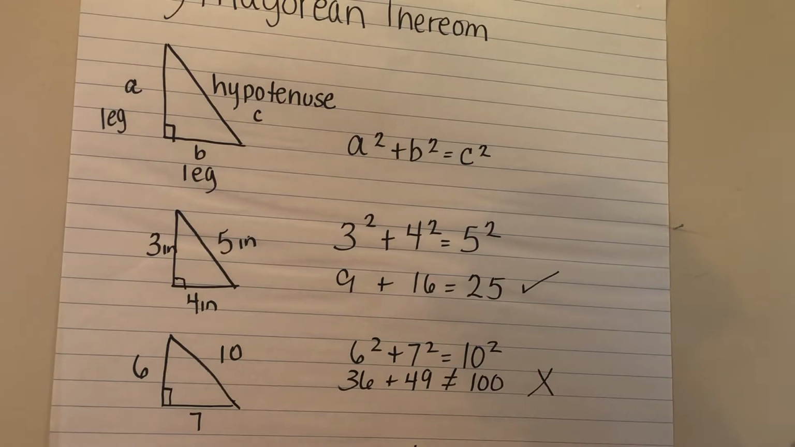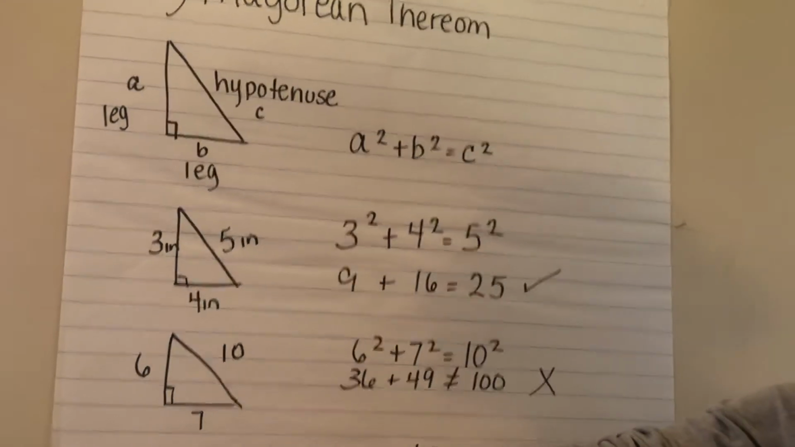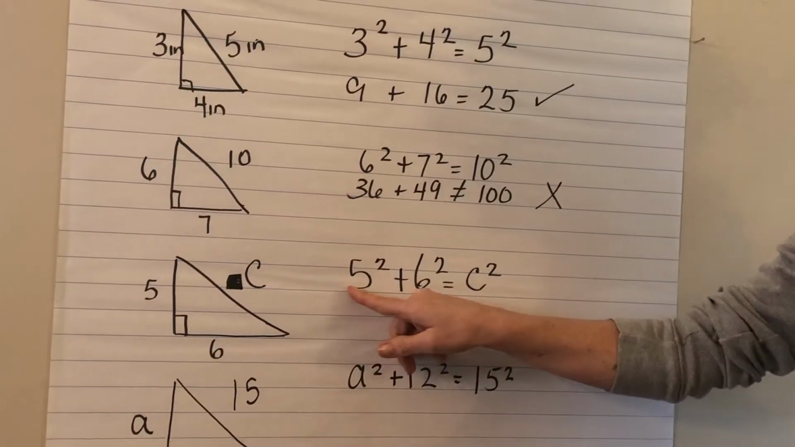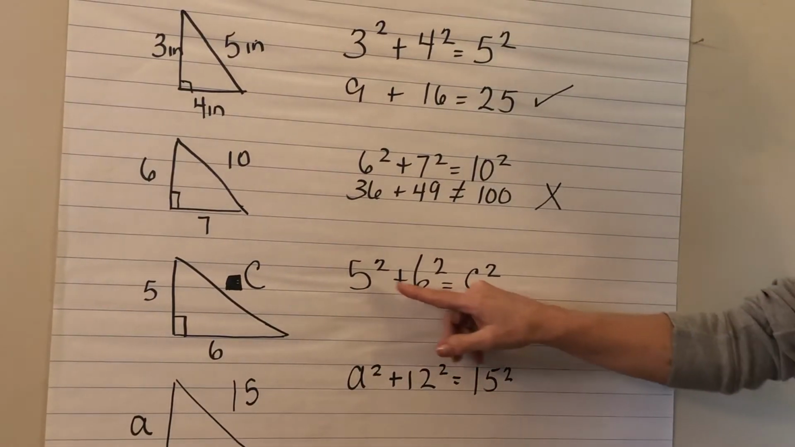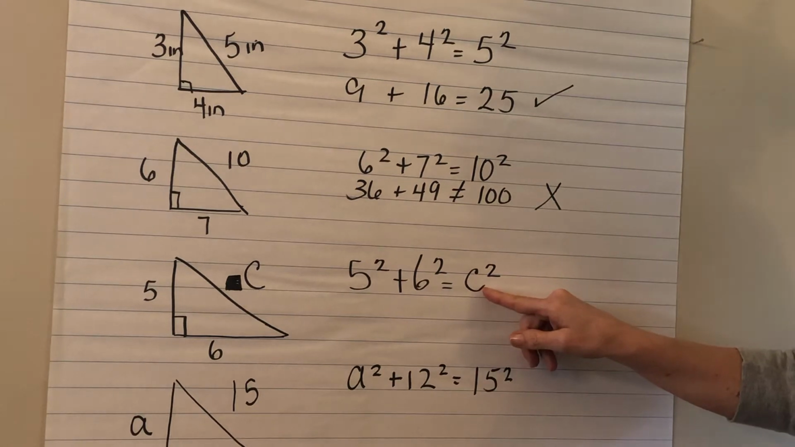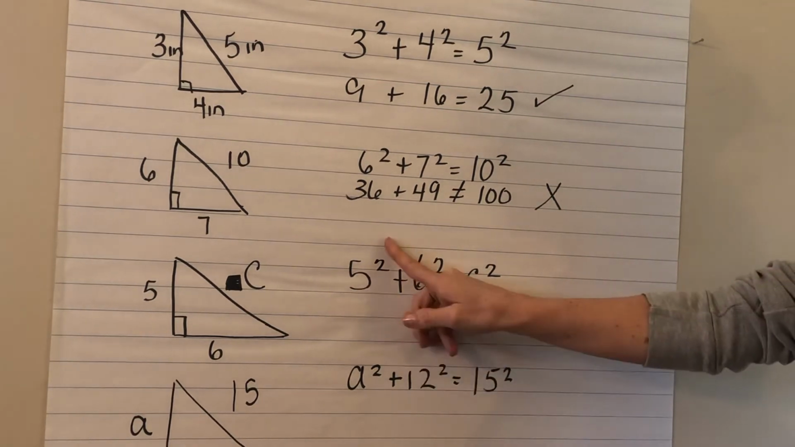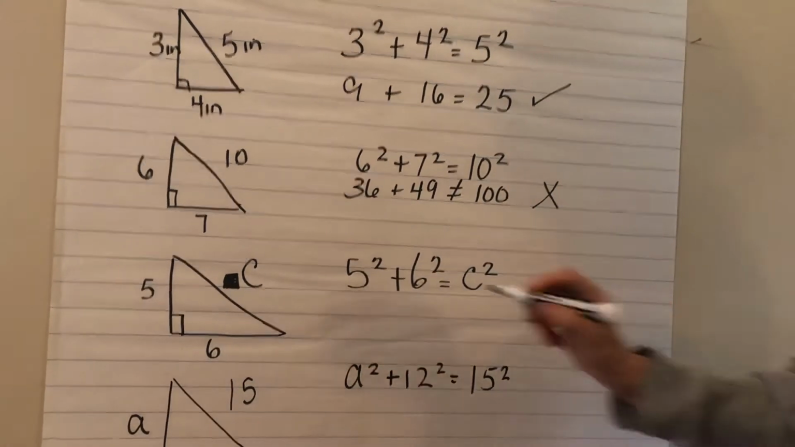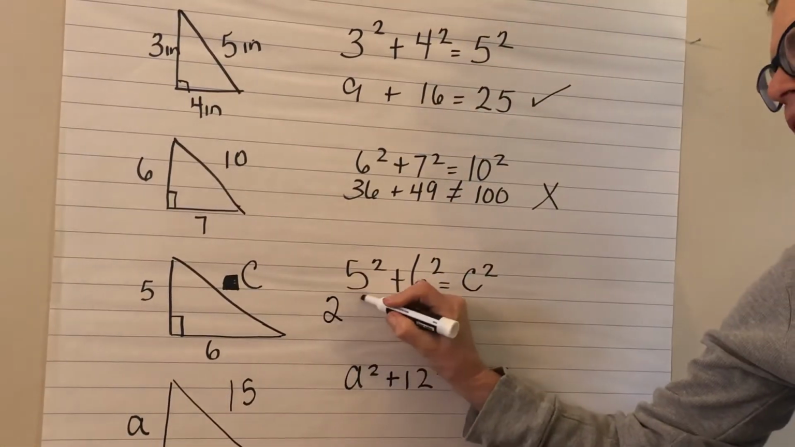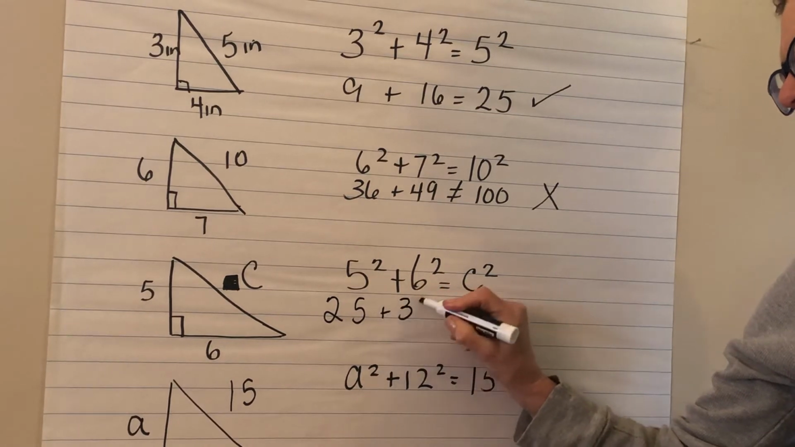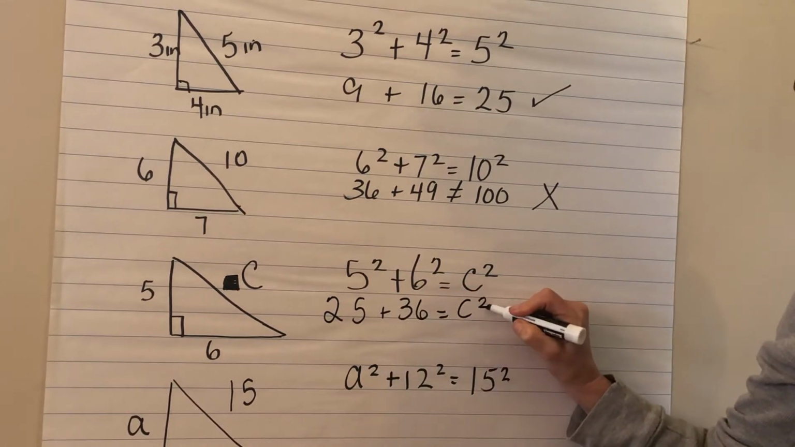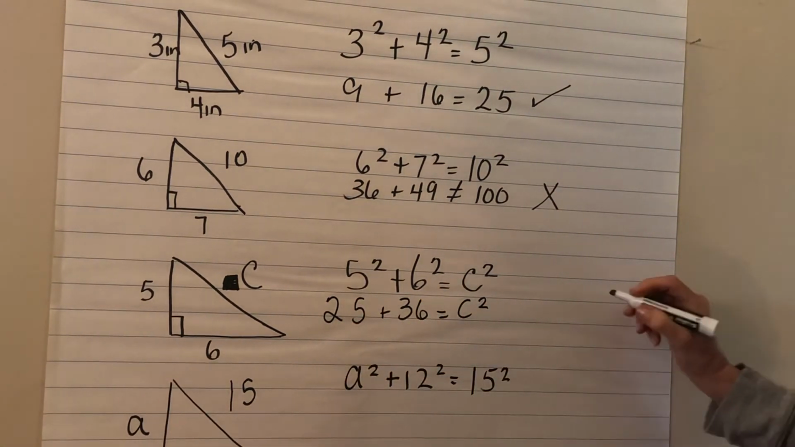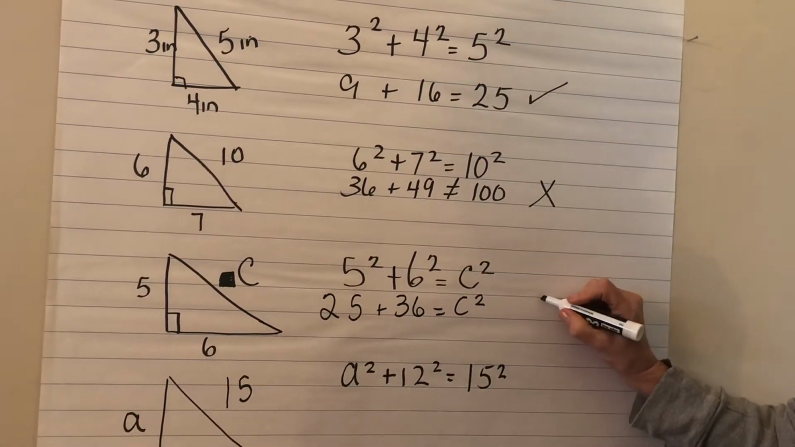Now we have an example where we have to actually find one of the missing sides. Here we have the values of the legs, so I put them into the A and B, and I squared them, and now we're looking to find C squared. So we have 5 squared plus 6 squared equals C squared. Now I'm going to do it with you. We've got 25 plus 36 equals C squared. So now we have to add 25 and 36, which is 61.